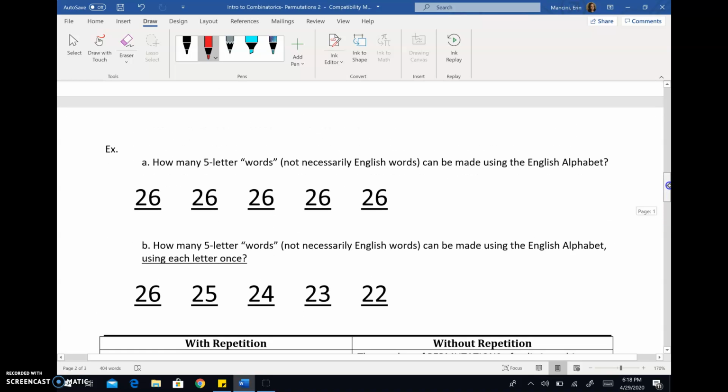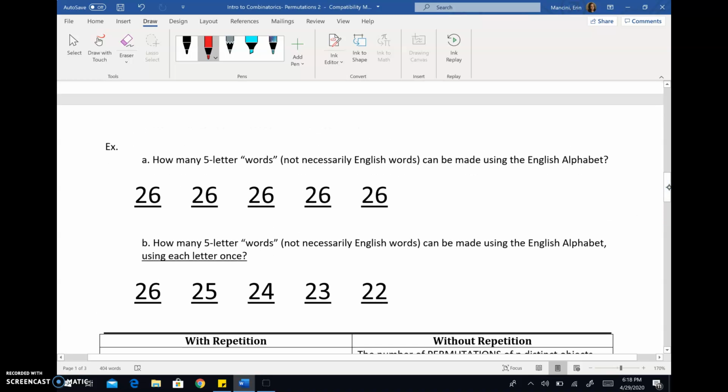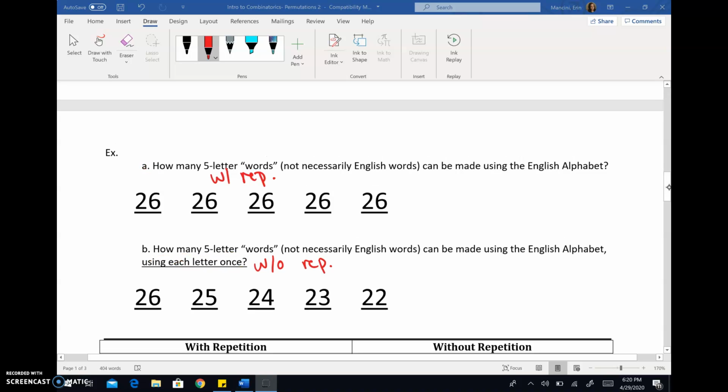Starting with this 5-letter word example, I gave you one where repetition didn't matter. That was this one. So I could use all 26 letters in the first space and the second space and the third space, and so on. Whereas this one said you can only use each letter once. So this would be an example of without repetition. So this would be with repetition. This would be without repetition. So now I'm going to show you exactly how they connect to the formulas below.